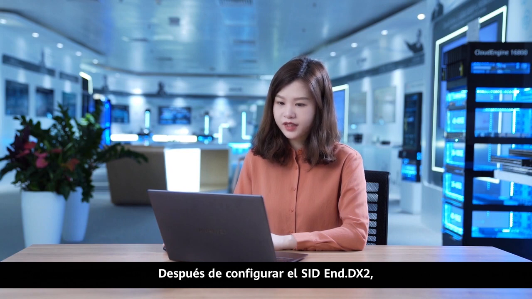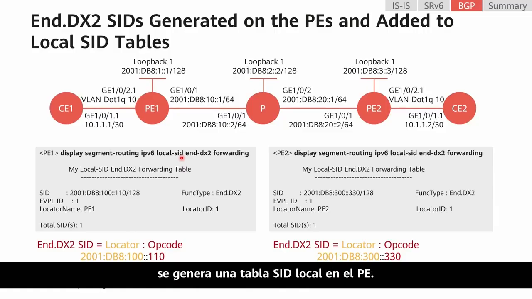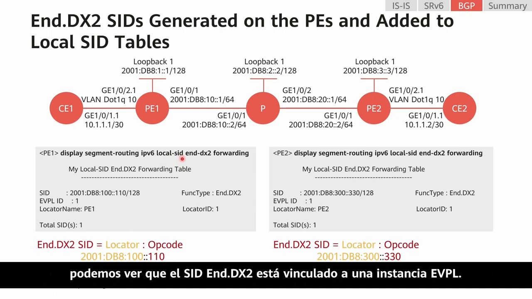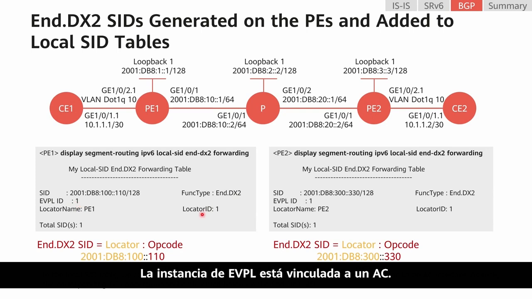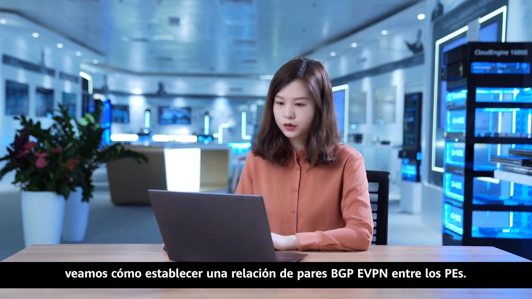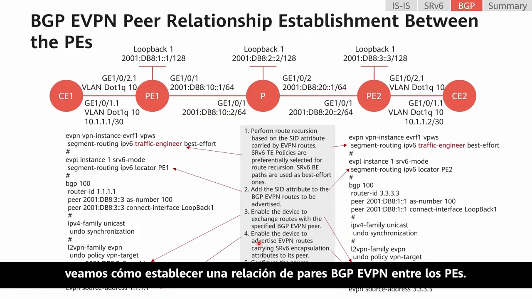After the end.dx2 SID is configured, a local SID table is generated on the PE. According to the local SID table, we can see that the end.dx2 SID is bound to an EVPL instance. The EVPL instance is bound to an AC. As such, we can identify the corresponding AC connection based on the specified end.dx2 SID. Moving on, let's see how to establish a BGP EVPN peer relationship between the PEs.